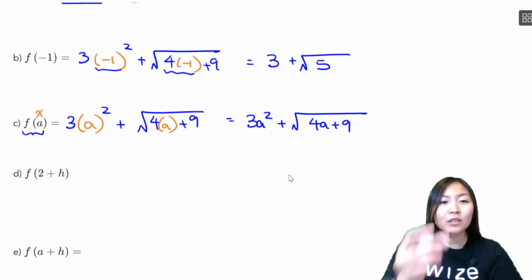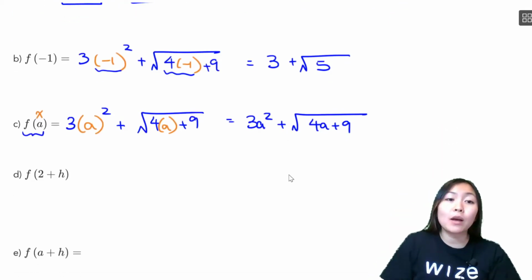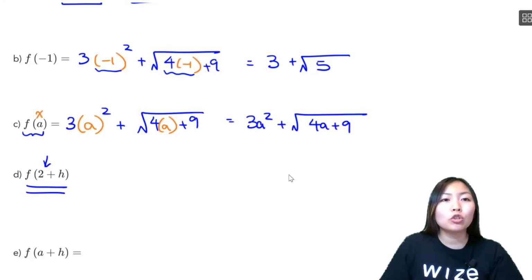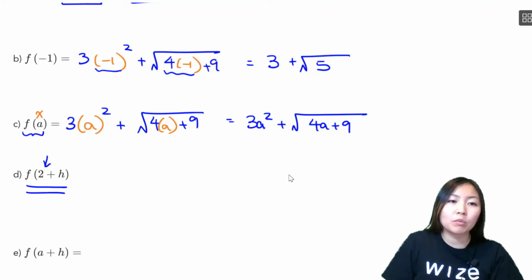Now let's move on to the next one, which is a little bit trickier. This time we have a number, 2, but we also have this weird plus h thing. We're going to see this over and over and over again later on in this chapter. Okay, so f of 2 plus h. No worries, we're just going to replace every x we see with the 2 plus h.